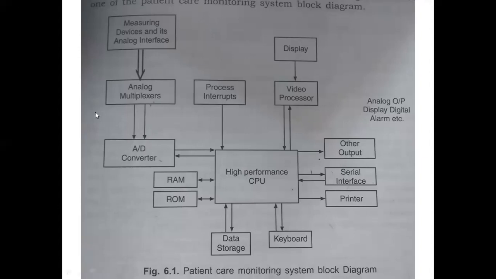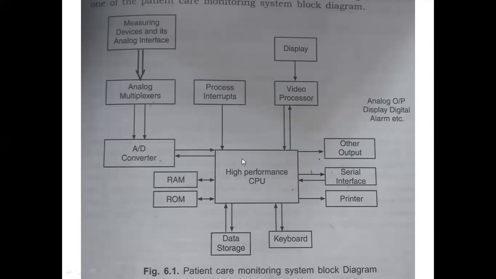So it multiplexes the number of measuring devices, and the output voltage of the multiplexers will be given to A to D converters, because the obtained signal is in analog form. Those analog signals will be converted into digital form by using the A to D converter, because computers understand only digital form, that is binary form. From that it will be sent to the high performance CPU.